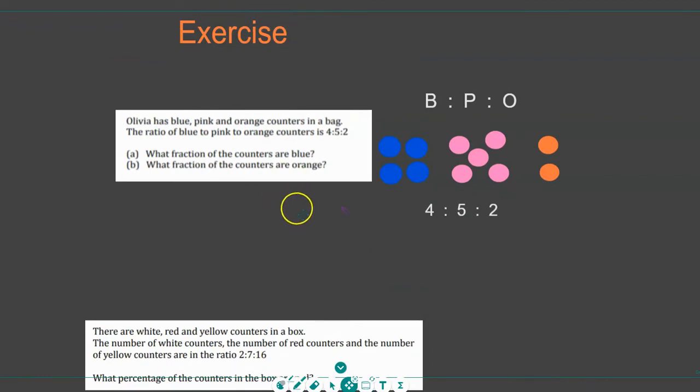Now it's time to do some exercise. While you're trying to work out the answers, I want you to press the pause button, and when you're ready to see the answers, press play.